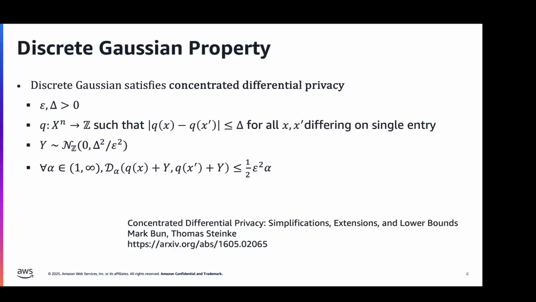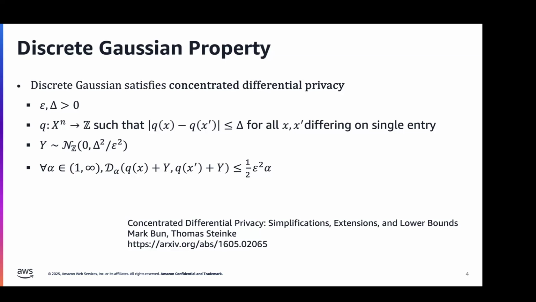If that property holds for Q, then if I sample from the discrete Gaussian using the scale delta squared divided by epsilon squared, then we have the property on the fourth line, which is that for any alpha, the Renyi divergence of order alpha between the distribution of Q applied to X plus Y and the distribution of Q applied to X prime plus Y is bounded by 1/2 epsilon squared alpha.